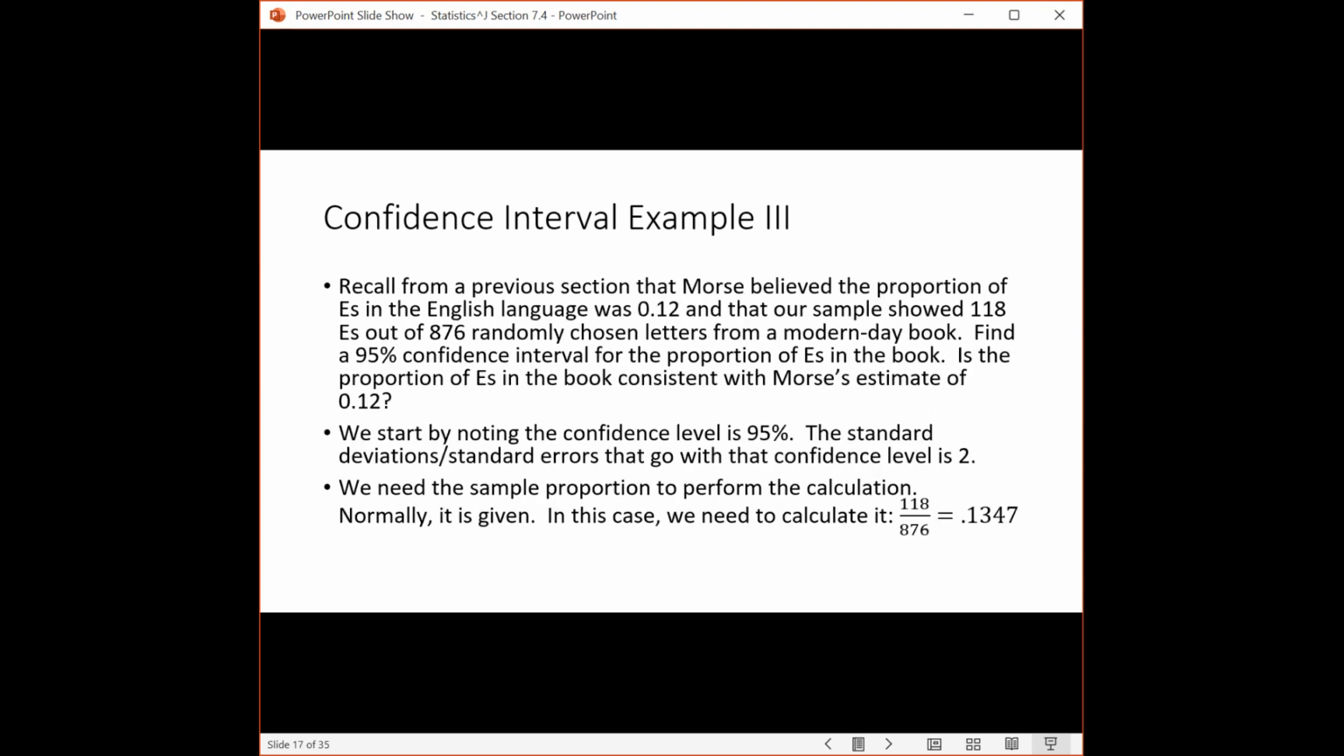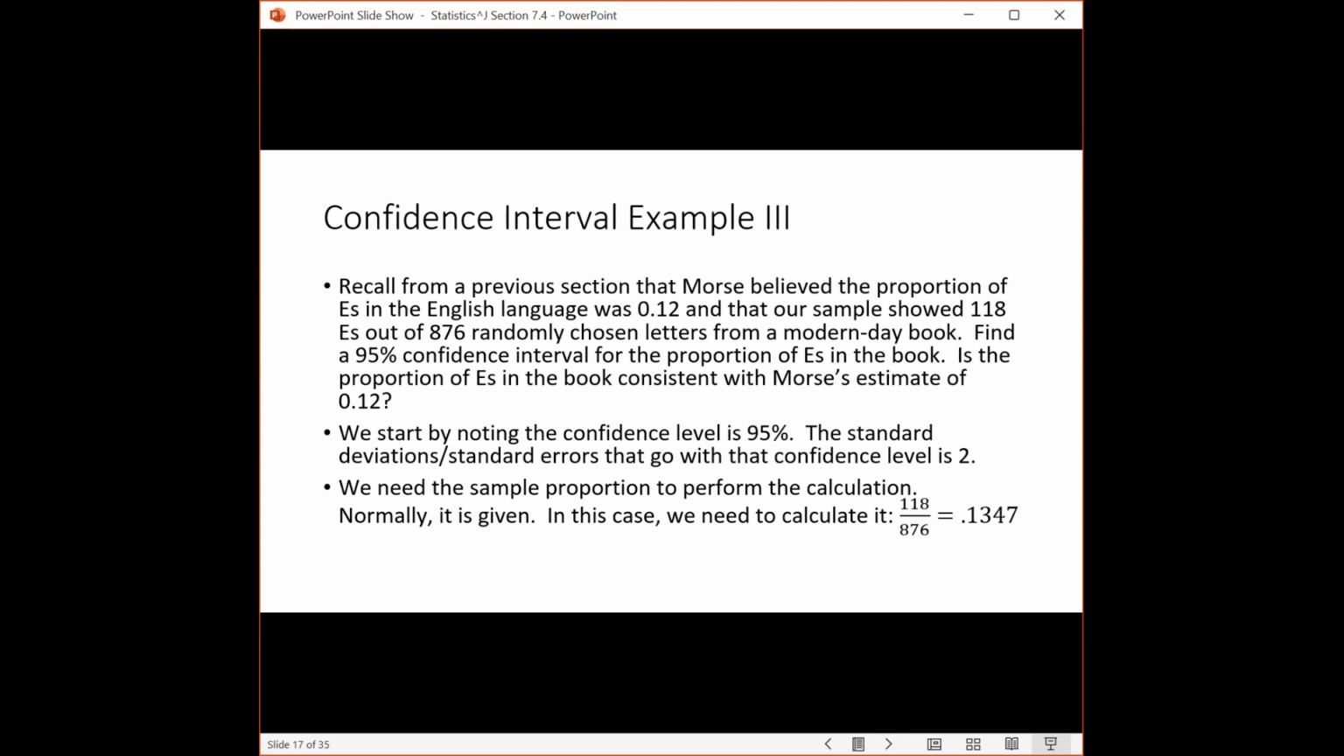Okay, example 3. So recall from a previous section that Morse believed the proportion of E's in the English language was 0.12 or 12%, and that our sample showed 118 E's out of 876 randomly chosen letters from a modern day book. They want us to find a 95% confidence interval for the proportion of E's in the book. Is the proportion of E's in the book consistent with Morse's estimate of 0.12 or 12%?